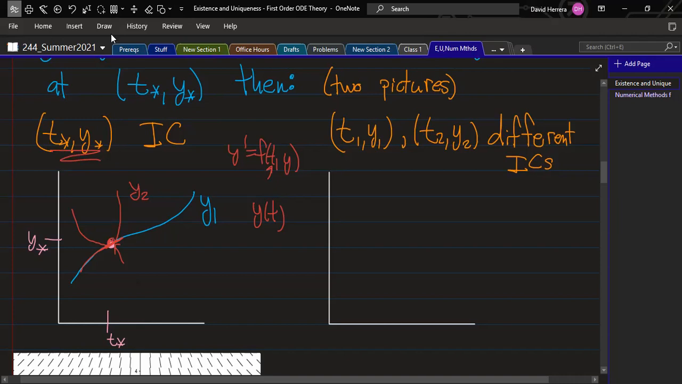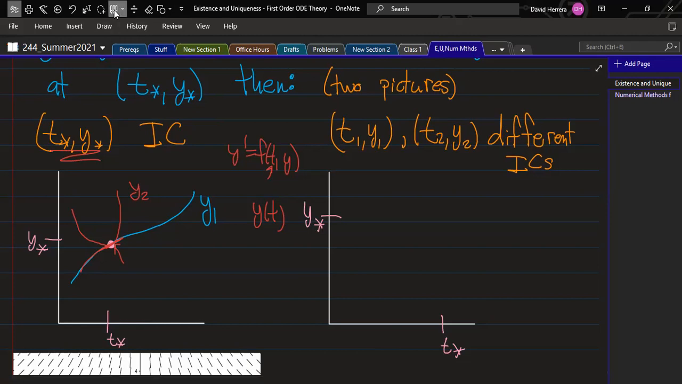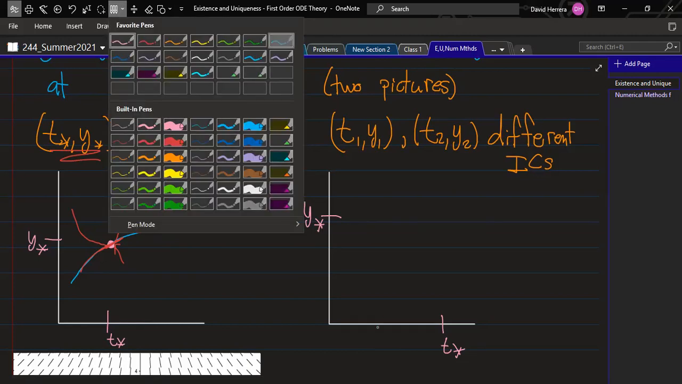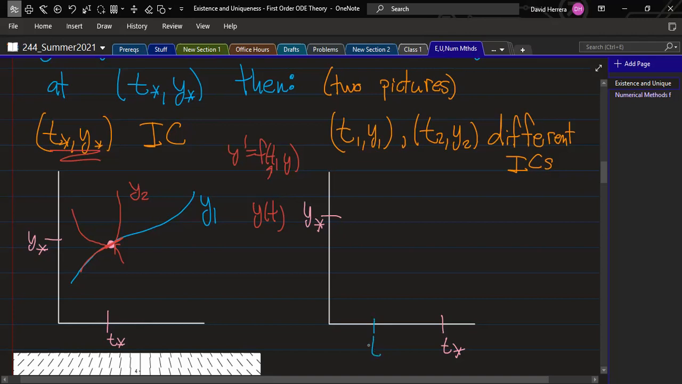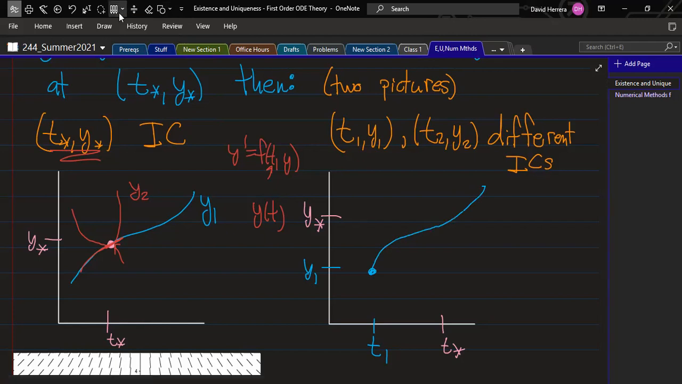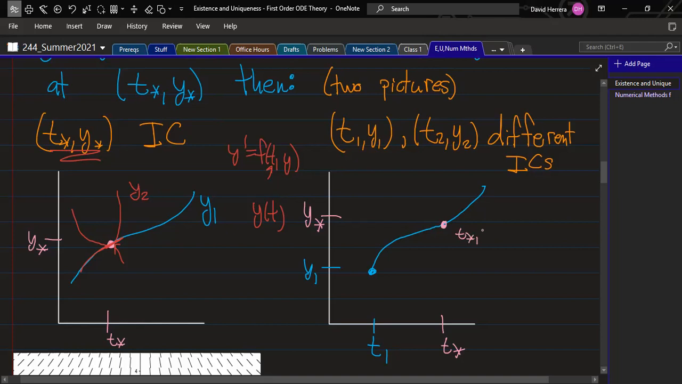Now, what happens if you have the initial condition over here, t star? I apologize. The crossing point, t star, y star is here, but they start off with different initial conditions. So let's start off with an initial condition for t1, y1. This is going to be for the function y1. Suppose it's just going like this, and it passes through the point t star, y star.